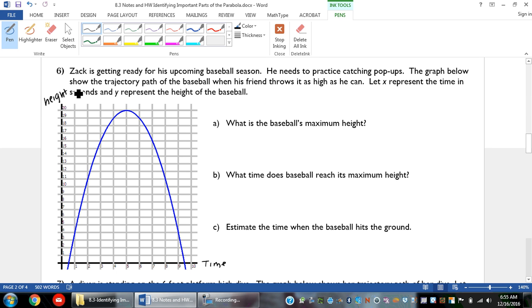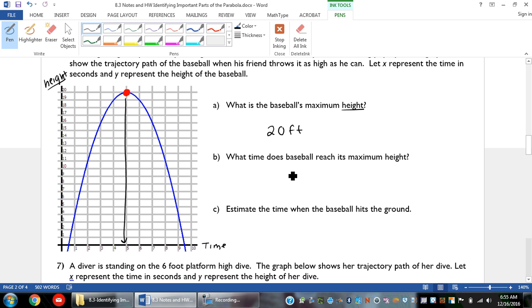What is the baseball's maximum height? Well, the baseball hits its max height here. So this ordered pair would be 5, comma 20. But if you notice, I'm asking for the height, so that's the y coordinate. So that would be 20 feet. I should have given you units. Sorry, it's feet. And then what time does the baseball reach its maximum height? Well, that's the x coordinate, so that would be 5 seconds.